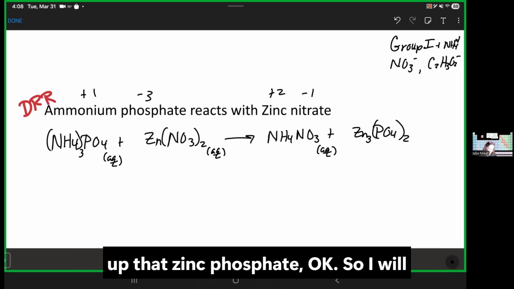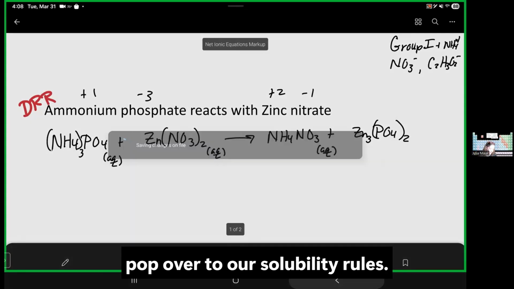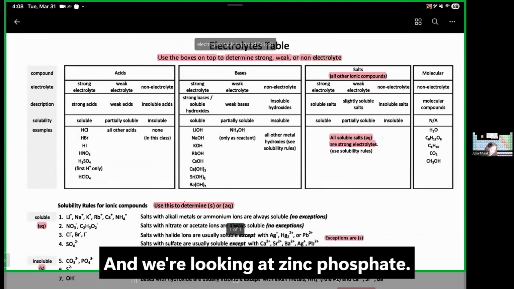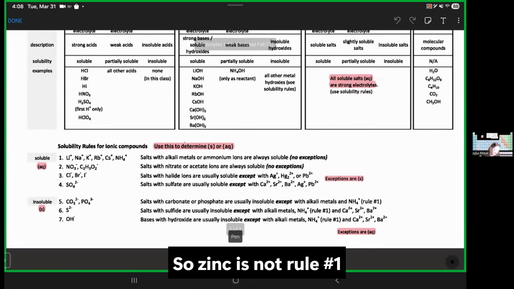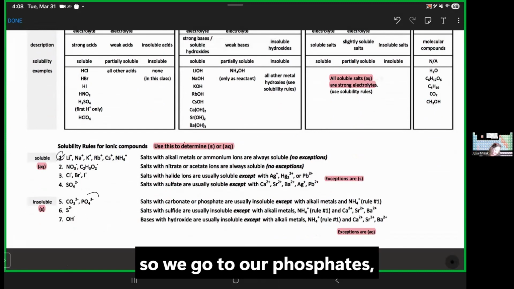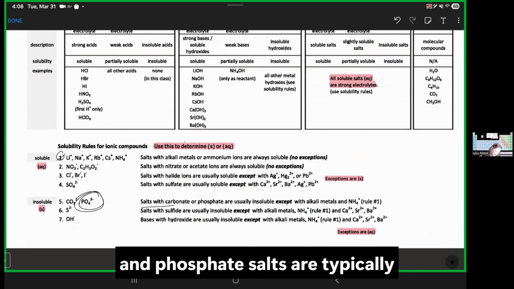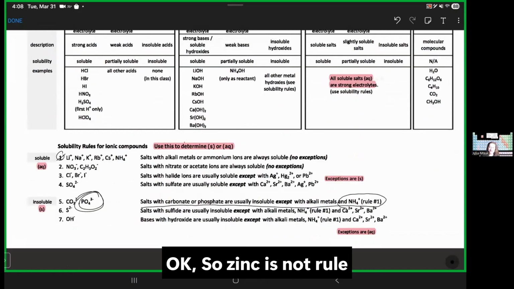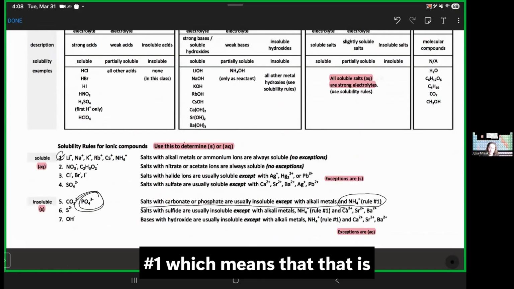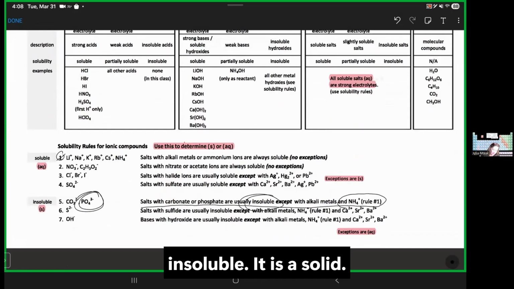Okay, so I will pop over to our solubility rules. And we're looking at zinc phosphate. So zinc is not rule number 1. So we go to our phosphates. And phosphate salts are typically insoluble except with rule number 1. Okay, so zinc is not rule number 1, which means that that is insoluble. It is a solid.